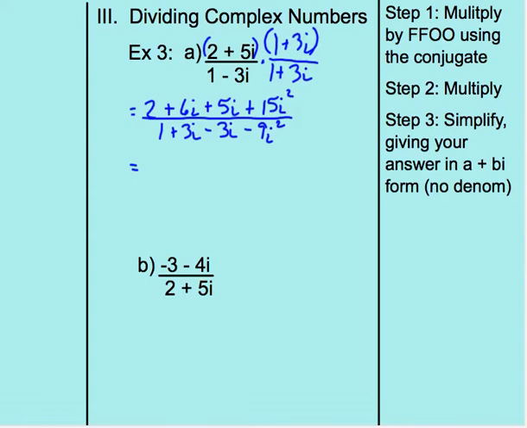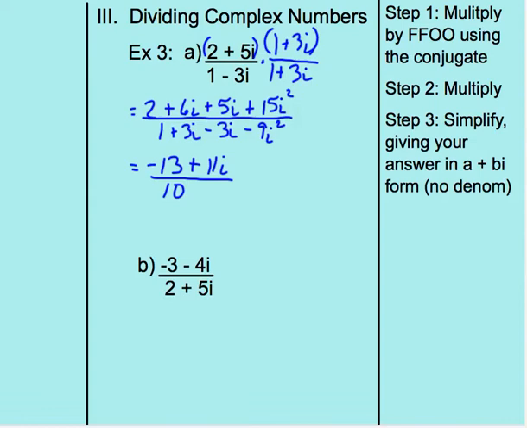So simplifying in the numerator, remember i squared is negative 1, so my last term is negative 15 plus my 2, and then combining my i terms. In the denominator, my last term is positive 9 because i squared is negative 1 times negative 9 is positive 9 plus 1. And then my 3i terms cancel, which is what we want because we don't want an imaginary part in the denominator, similar to no radicals in the denominator.